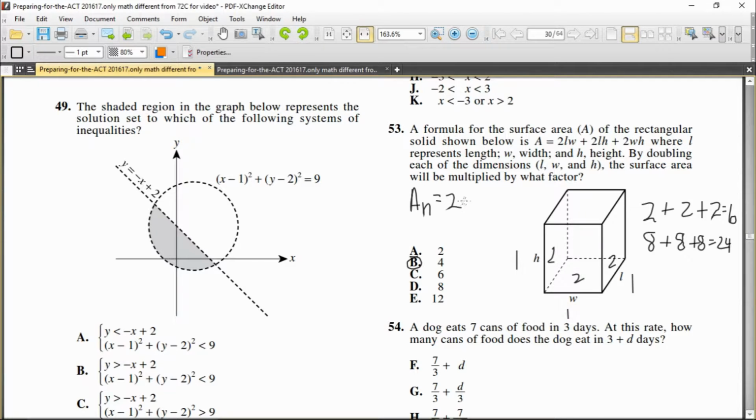The other way to do it would be to say here our new area is going to be 2 times, we're doubling everything, 2L times 2W. And that's like our first initial formula, just multiplied by 2 times 2, which is 4.